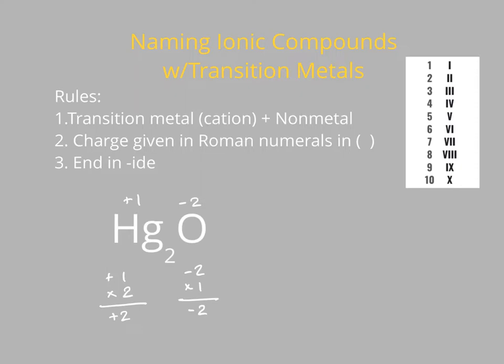So if each of our two mercuries has a +1 charge, that's going to totally balance out the -2 charge of my one oxygen. So the name of this molecule is going to be mercury(I) oxide. Remember, the number in parentheses pertains to the charge of the transition metal, not how many transition metals you have. So be very careful. That's a very common mistake. Make sure your Roman numeral is representing charge, not quantity.